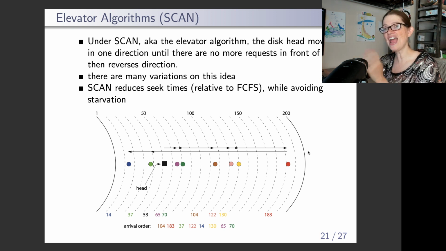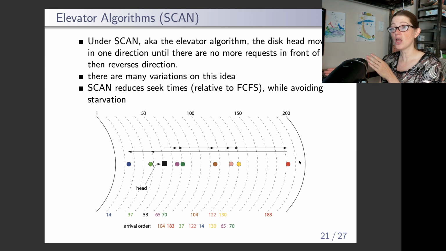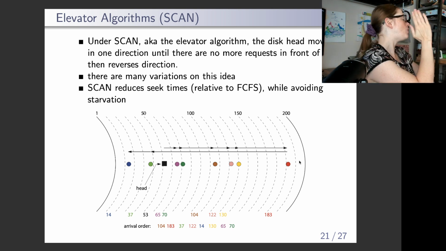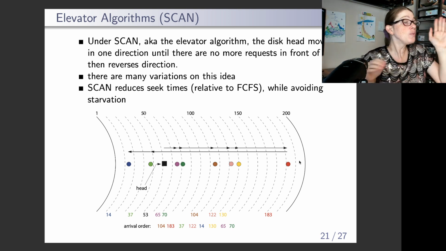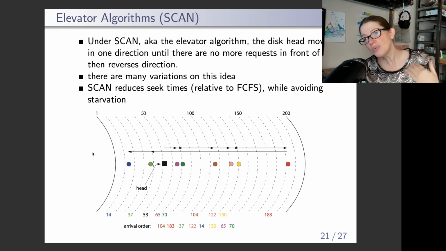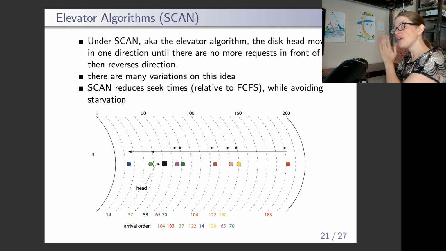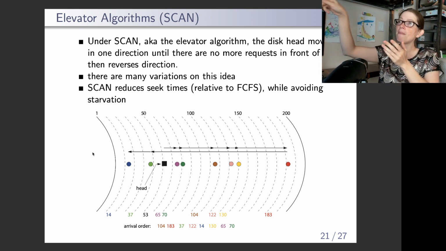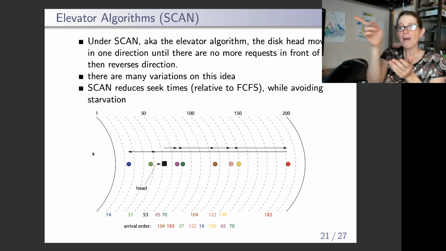When we reach the edge of the disc and there's no more jobs in front of us, we turn around and we go down. And we serve every job that we see going in that direction. And when we reach the inner track, we turn around and we go back. So we're going to scan back and forth, back and forth.